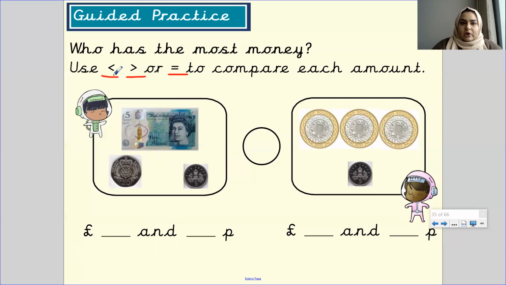So you know that this sign means less than. On this end would be the less number. This sign means more than. So on this end will be the bigger number. And then equals to if they have the same amount. So can you work out how much they have and then compare who has the most money? Pause the screen now and complete this guided activity.